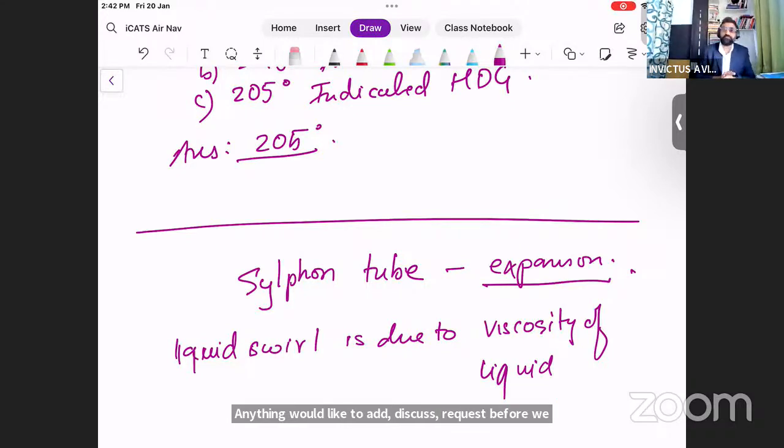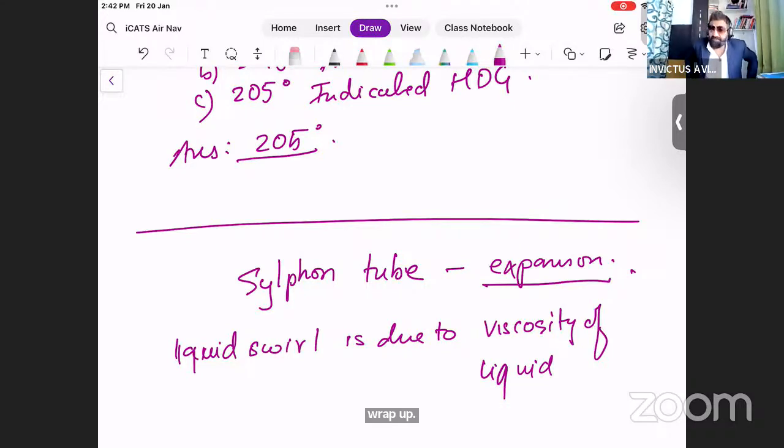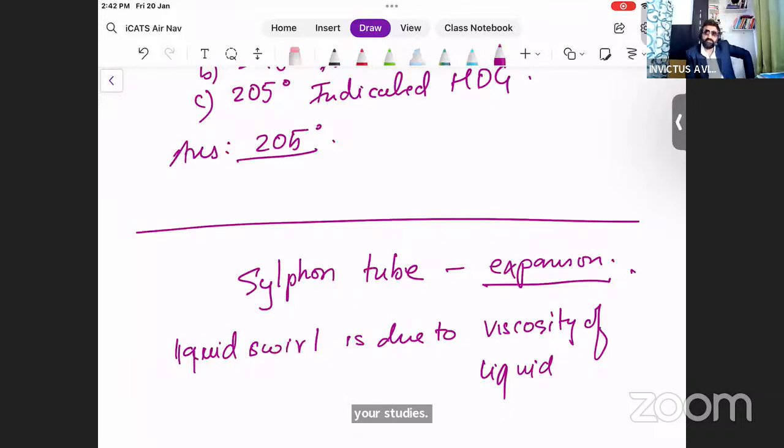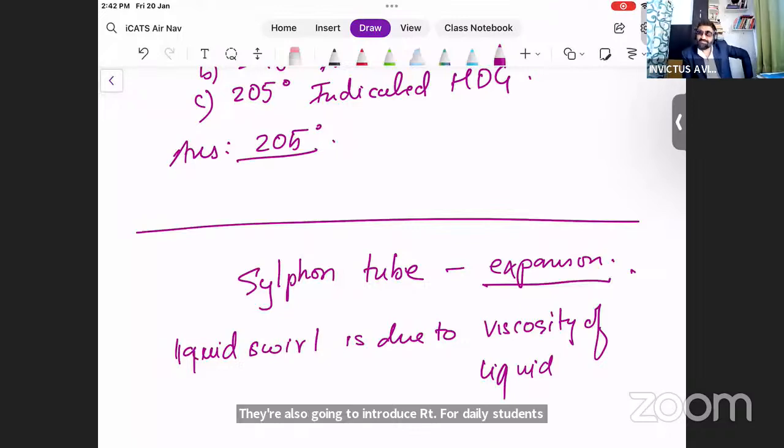You have 2 days of break time. Use them wisely, refresh. Next week is going to get a little heavier with respect to your studies. We are also going to introduce RT for Delhi students in live lectures, plus increase studies on MET because we have missed a couple of MET lectures. And of course, doing radio nav for navigation also. That is the priority for the next week.